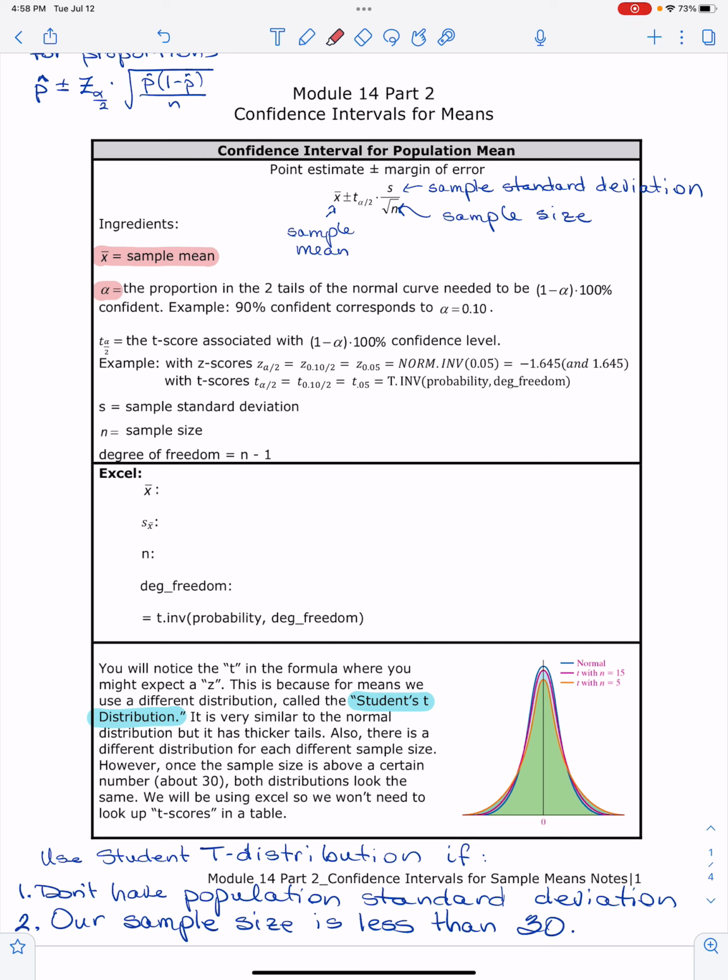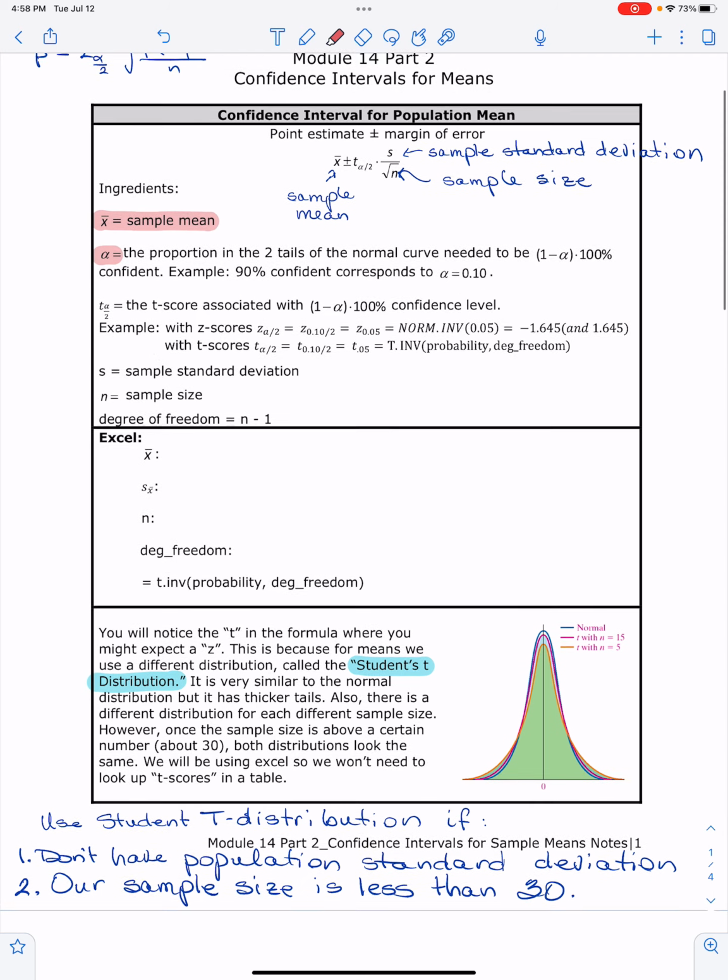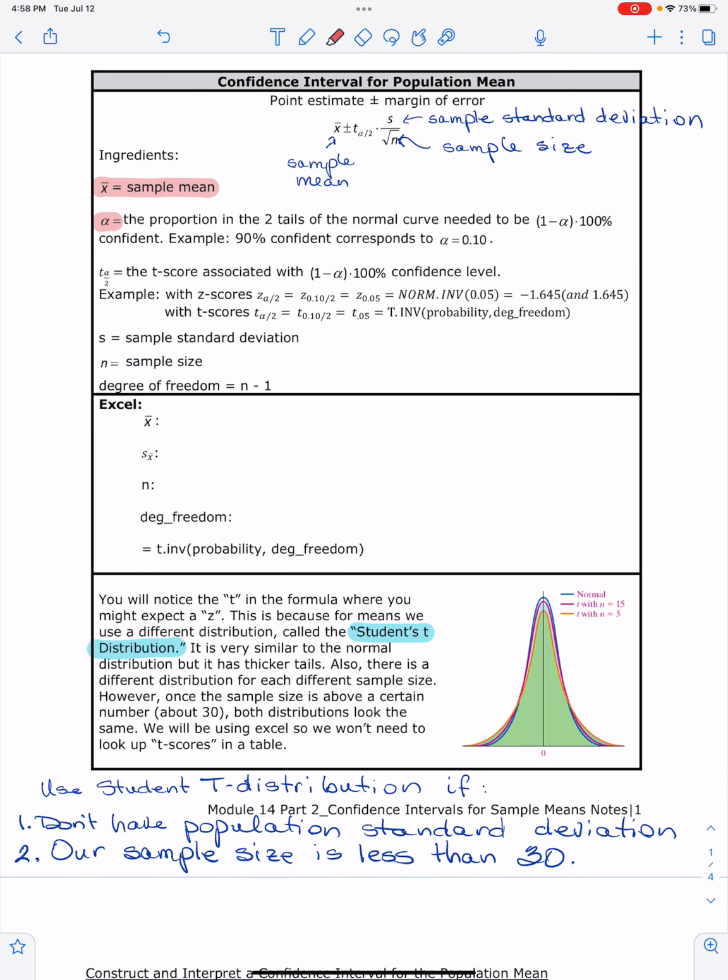Okay, so we're going to calculate alpha and alpha over 2 the same way as we did when we were working with proportions. So if you see this, we're looking at the example with z-scores and t-scores. Notice they look exactly the same, except we don't just have the probability in our t distribution inverse function. We also have something called degrees of freedom. And the degree of freedom is going to take into account the size of the sample.